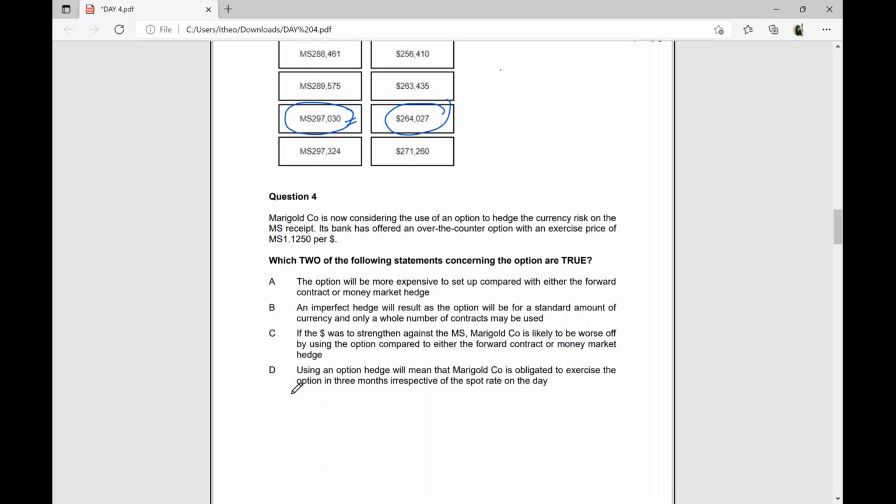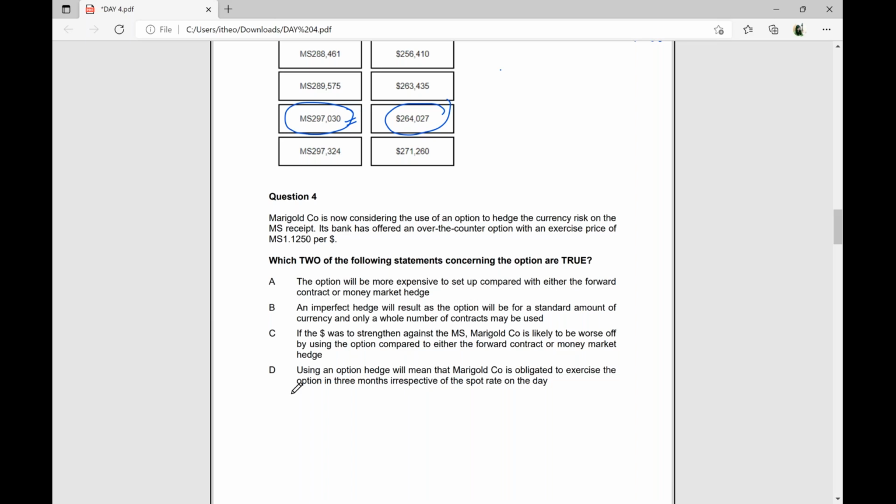Obviously, there is a product called an option in which you get a right, not an obligation. Either you take it or leave it. If you do a forward exchange contract, you have to fulfill it. But if you are doing an option, you can simply take a right, not an obligation; you can leave it. So Marigold is now considering the use of an option.